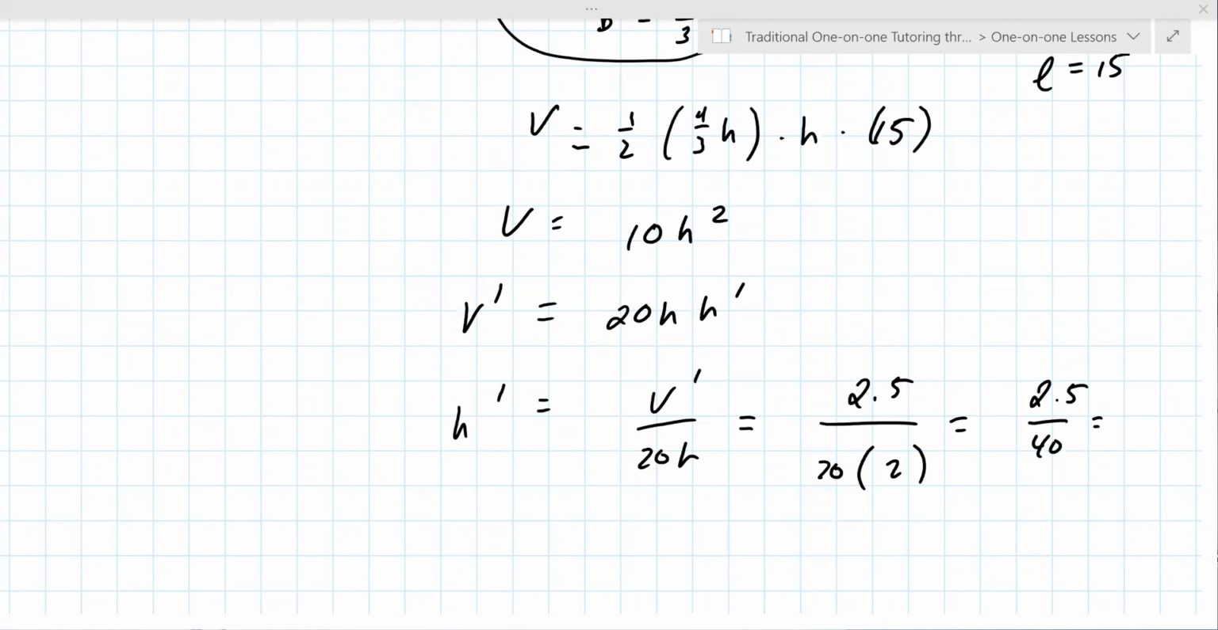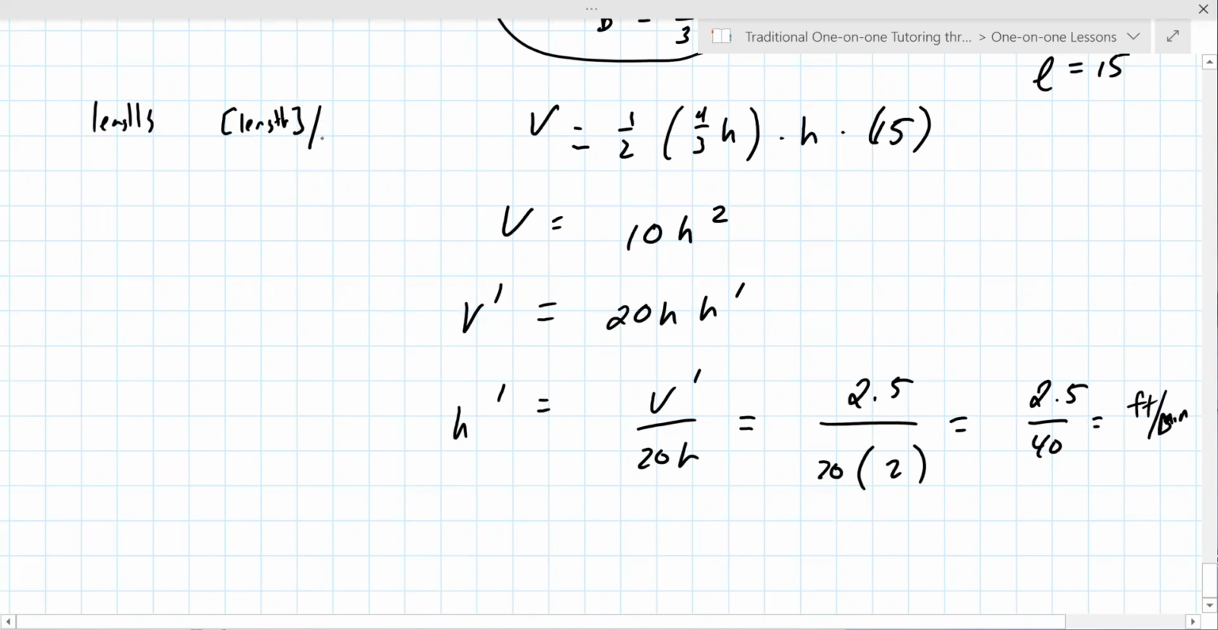Would my units for this one be just the same as the other ones, feet cubed per minute? It's a height, so height is in feet. You just think about whatever the unit is. V prime is in feet cubed, but then it's per unit of time. Actually, this one's per minute, it says. So it's just feet per minute. Because lengths are length per time. Areas are length squared per time. And volumes are length cubed per time. Okay.